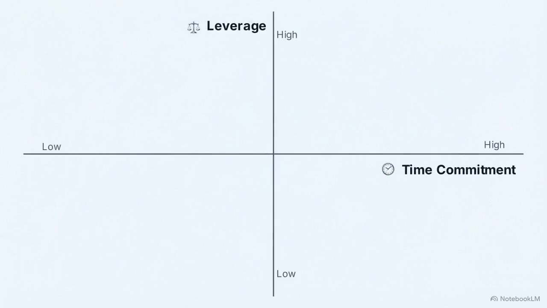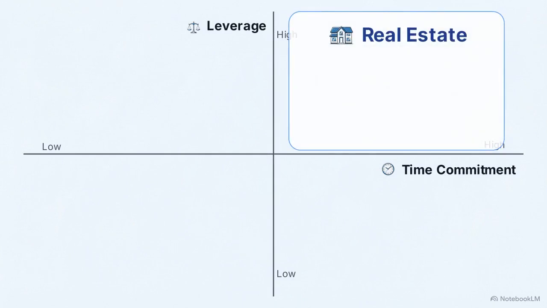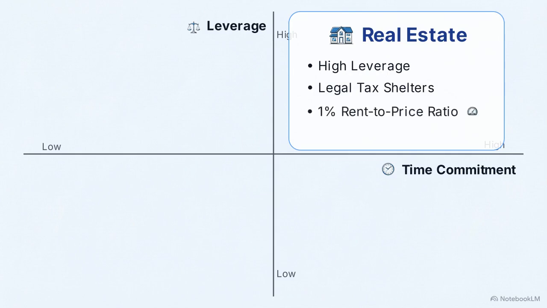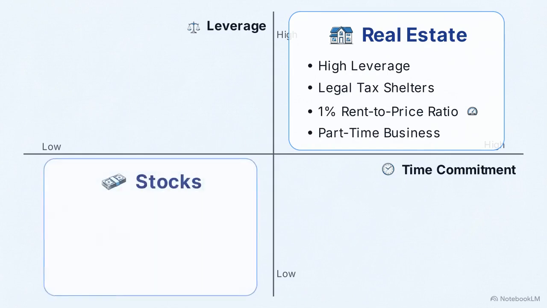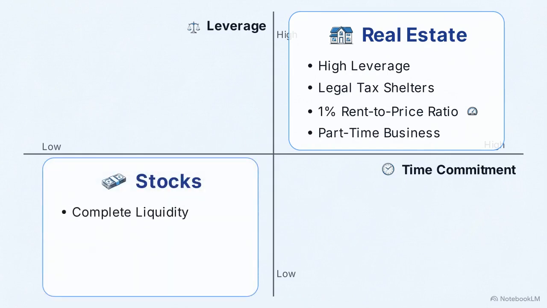This matrix plots the final decision framework, asking you to evaluate your personal stance on time versus leverage. Real estate wins if you demand leverage. You want legal tax shelters, your local market hits that 1% rent-to-price ratio, and you are fully willing to treat the investment as a part-time business. Stocks win if you demand complete liquidity. You want a zero-time commitment, and you can stomach high volatility to achieve passive compound growth.